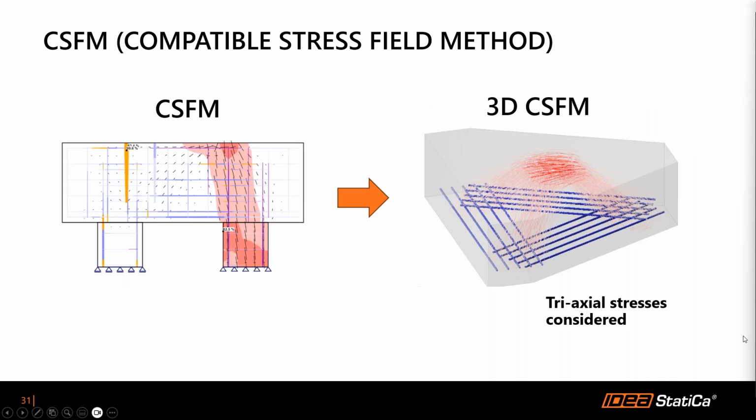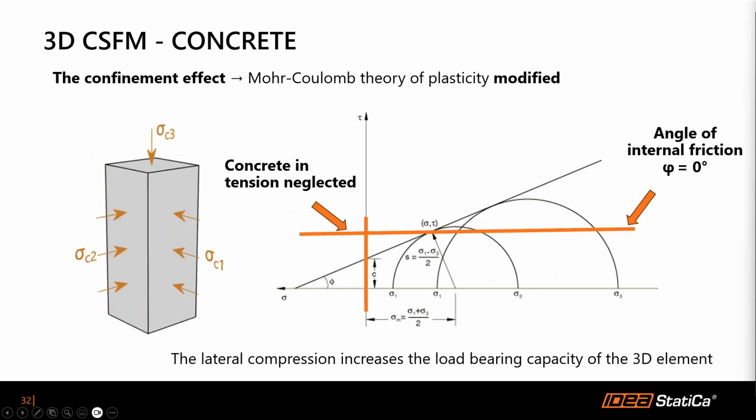Now, finally coming to the 3D CSFM, which is just augmented into the third dimension. And this is done by considering the three-axial stresses. The triaxiality is considered with the Mohr-Coulomb theory of plasticity. This method is suitable for brittle materials, therefore suitable for concrete as well. And we have further modified the assumptions of this theory in two ways, quite conservatively.